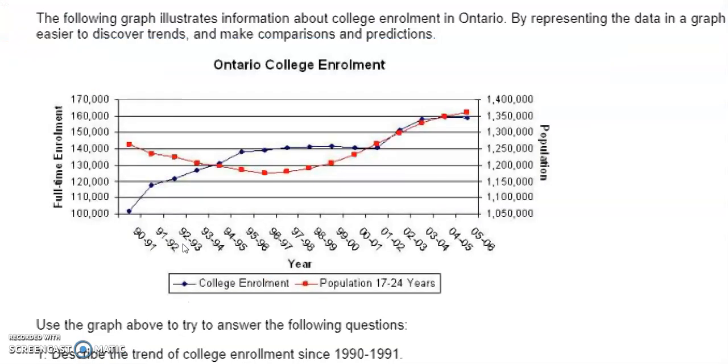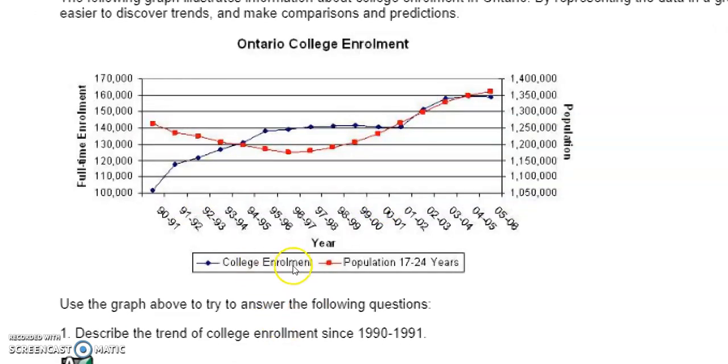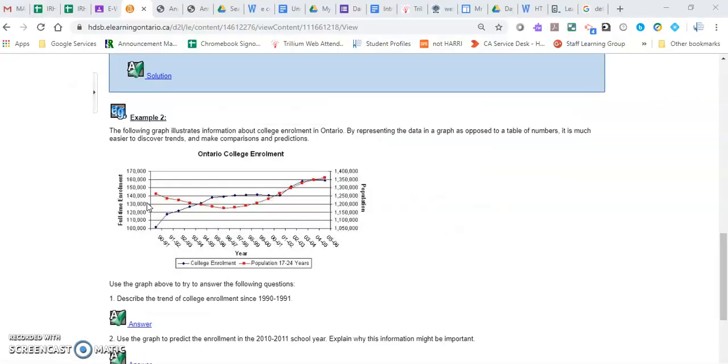We can see that in this graph, we have full-time enrollment on the left. That's who's in college. And so the college enrollment, you'll notice, is also in blue. That's what this blue line is doing. And then on the right, we have the total population of people from 17 to 24 years old, and that's what this red line is doing. So when we're looking at data from the red line, we're comparing a year to the total population. And when we're looking at data on the blue line, we're comparing a particular year to the enrollment in college. Okay, so let's zoom out again.